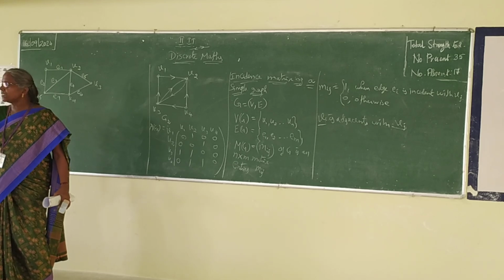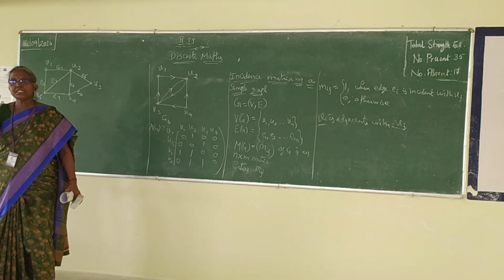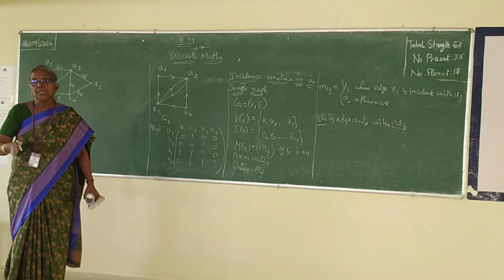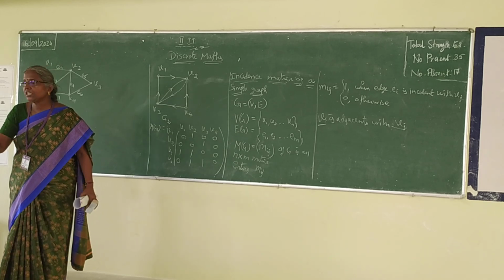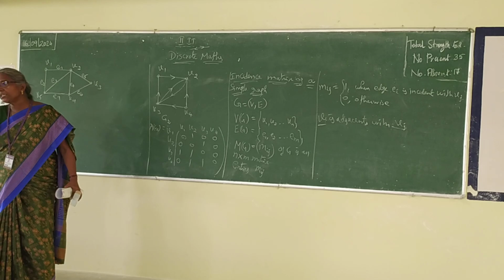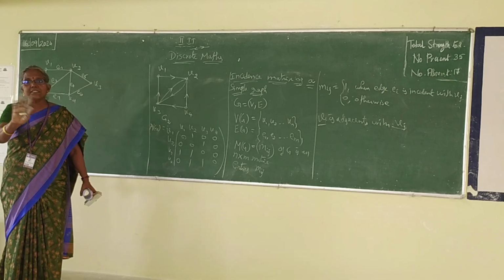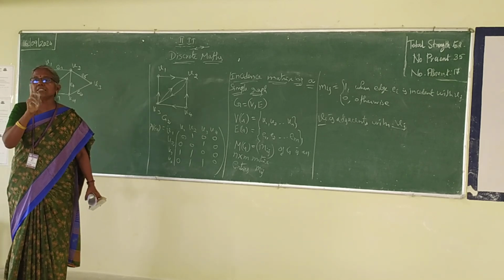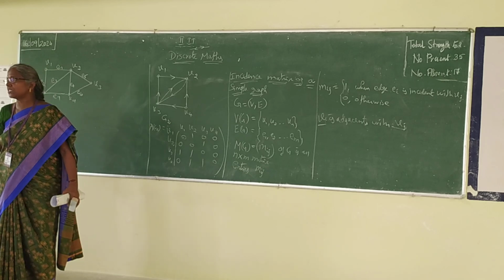V2, V4 adjacent makes sense. V7, V8 adjacent makes sense. V50, V7 adjacent is meaningful. Edge E1, edge E5 adjacent is meaningless. Adjacency is not defined between two edges. Adjacency is defined between only two vertices.